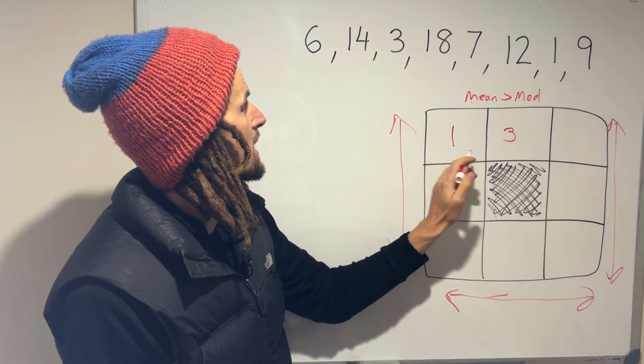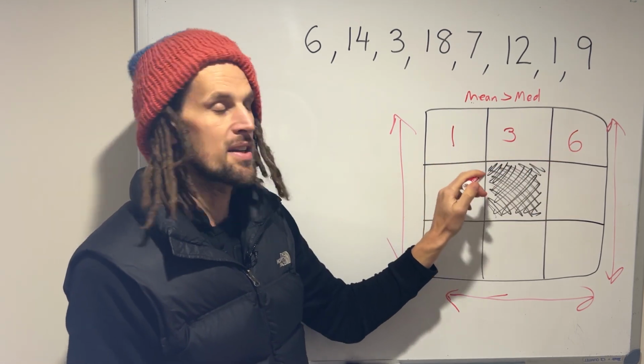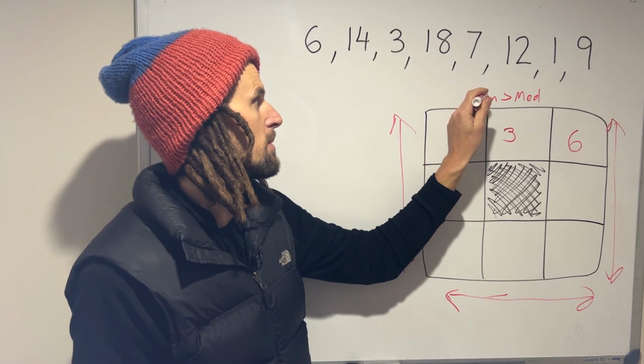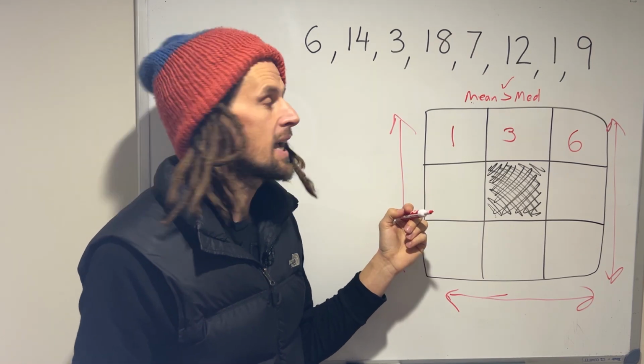So we'll put the next biggest number down. I'll put down a 6. So 6 plus 3 plus 1 is 10. So the average when you divide 10 by 3, you're going to get 3.3. So the mean is bigger than the median there. Then we go down, all right? We want that to be true again.